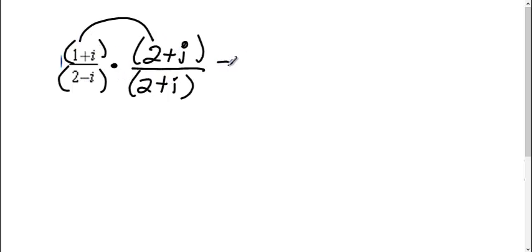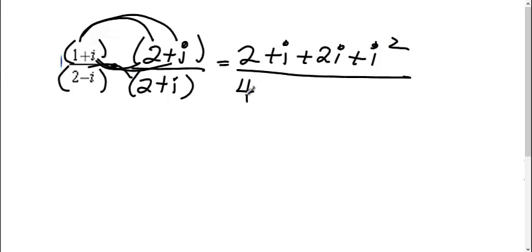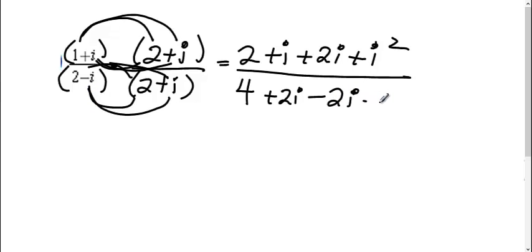So 1 times 2 gives me 2. 1 times i is i, i times 2 is 2i, and i times i is i squared. Okay, on the bottom, 2 times 2 is 4. 2 times i is 2i. Negative i times 2 is a negative 2i, and negative i times i is a negative i squared.